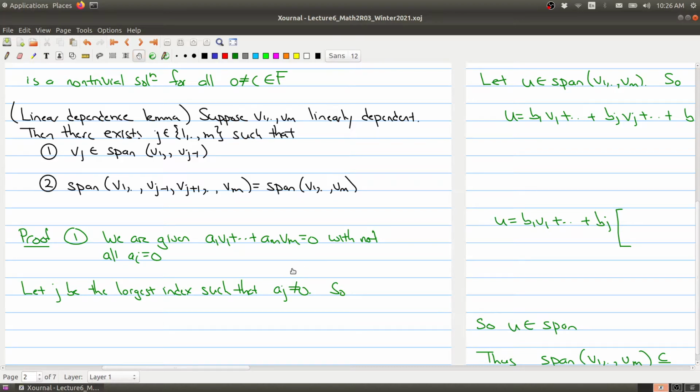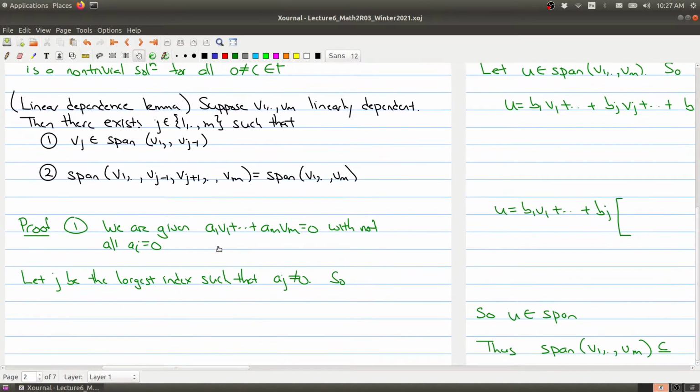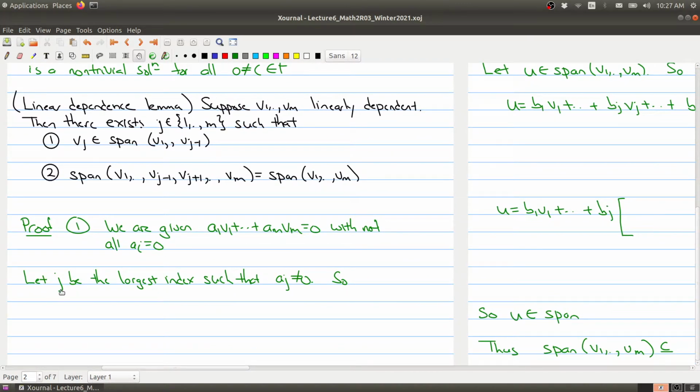Okay, so just to start off here, just remember that because they're linearly dependent, we're given a non-trivial solution with not all the ai equal to 0. So what we're going to do is just say, well, let's look at this list. And at some point, there are some non-zero guys in here and some 0 guys. But let j be the largest index such that it's not 0. So once you go past j, you're not going to see any more terms. They're all going to be 0.